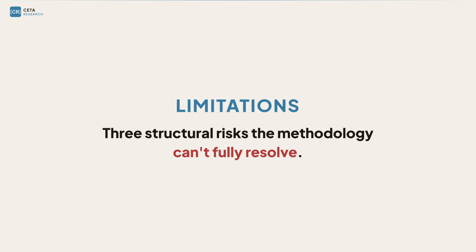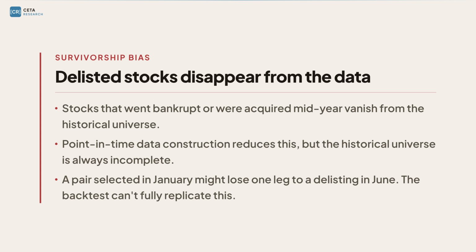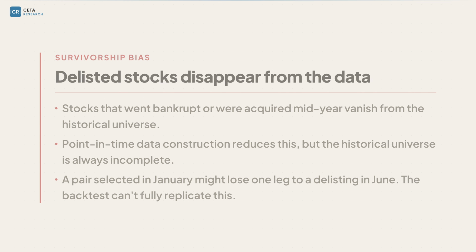Pairs trading backtests face structural challenges that filters and methodology can't fully solve. Survivorship bias is hard to eliminate completely. Stocks that went bankrupt, were acquired, or delisted mid-year disappear from the data. A pair selected in January might lose one leg to a delisting in June. Point-in-time data construction reduces this bias, but the historical universe of tradable stocks is always incomplete.